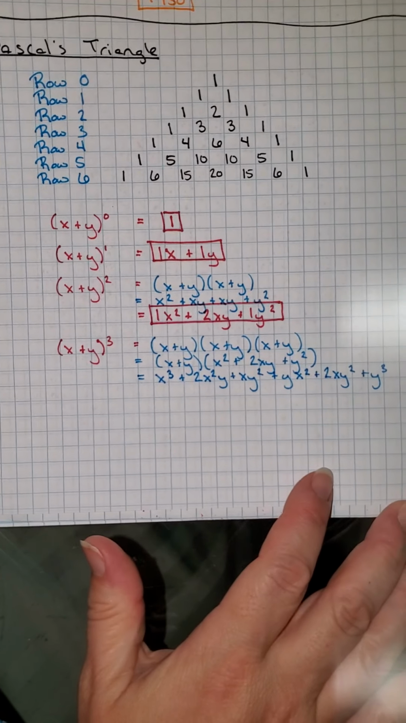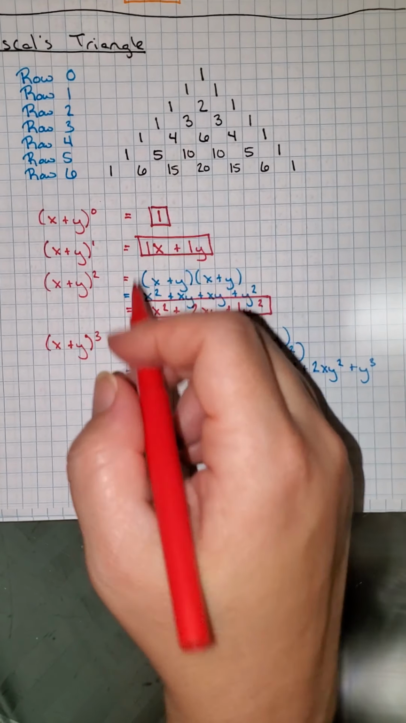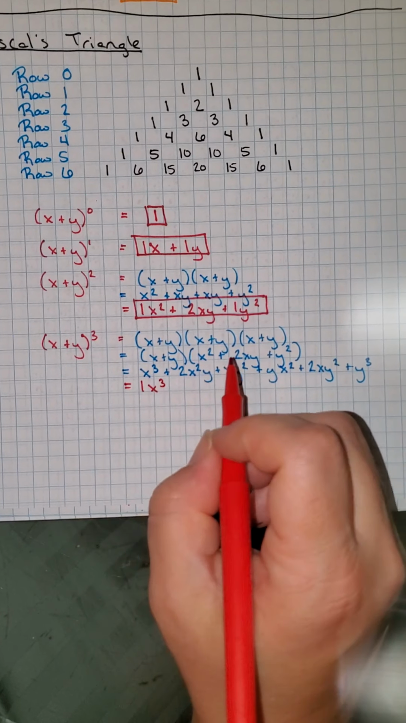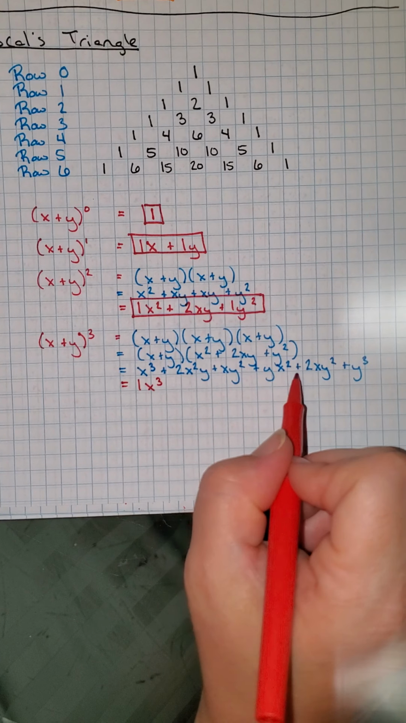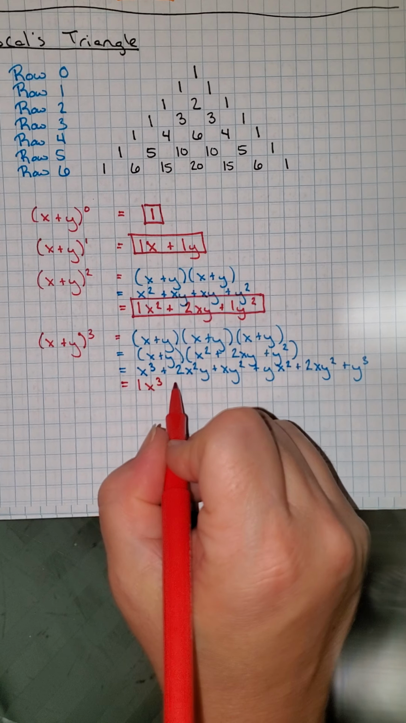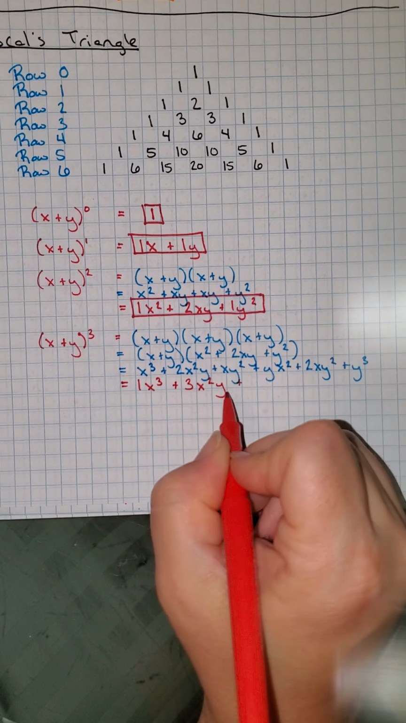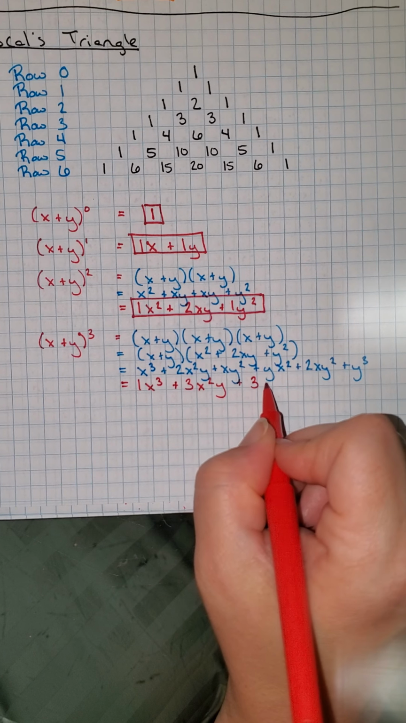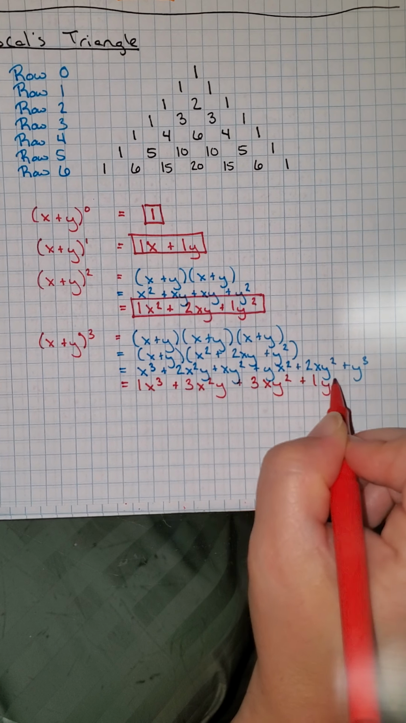So when I put my like terms together, I do end up with a match with row 3. 1x to the third, x squared y, we have a 2 and a 1, so it'll be 3x squared y. The xy squared, we have a 1 and 2, so again 3xy squared, and then 1y to the third.